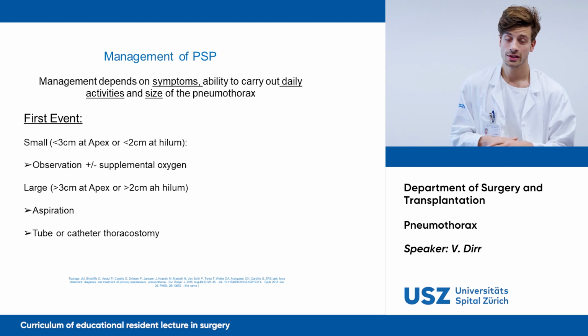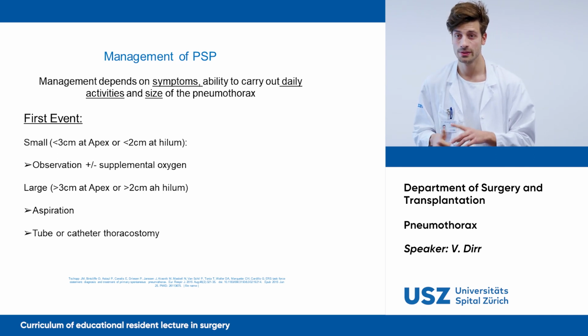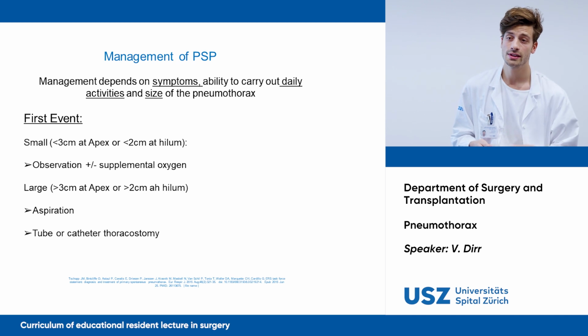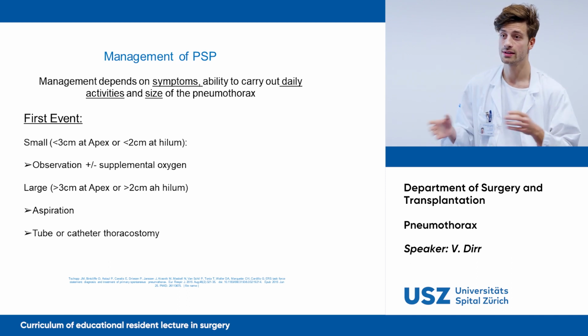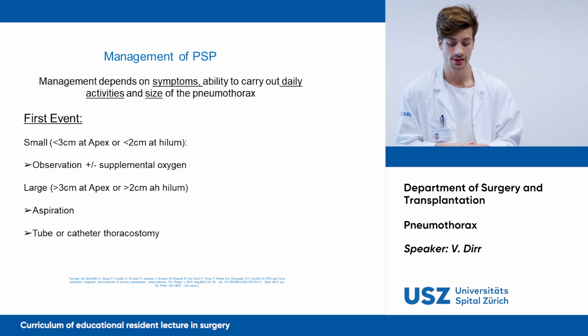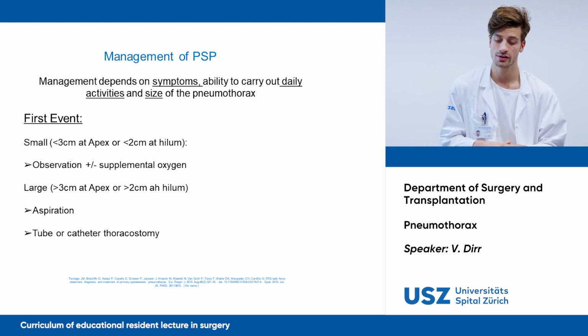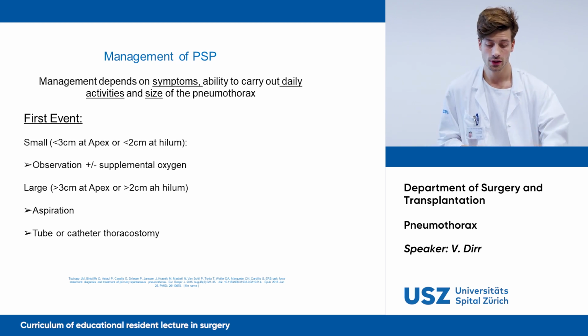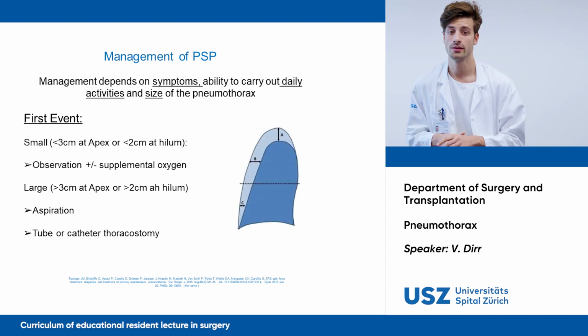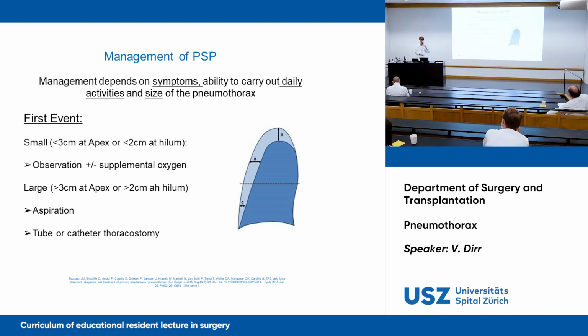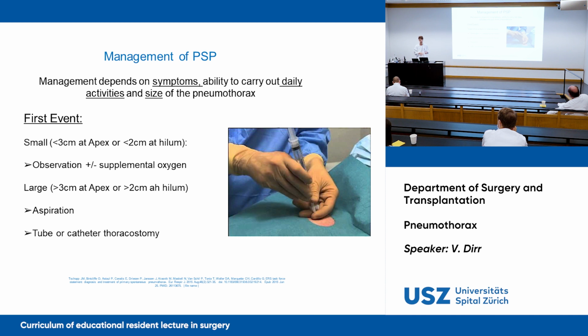In case of a primary spontaneous pneumothorax, the management depends on the symptoms, the ability to carry out daily activities, the patient's preference, and also the size of it. Usually the symptoms and the size correlate. In case of a first event, a small pneumothorax is considered below 3 centimeters, measured from the apex towards the lung parenchyma. And usually in these cases, observation and/or supplemental oxygen is enough. In larger cases, above 3 centimeters measured at the apex, you have to go for something like an aspiration with a cannula or a needle, or a more ongoing procedure such as a chest drain.